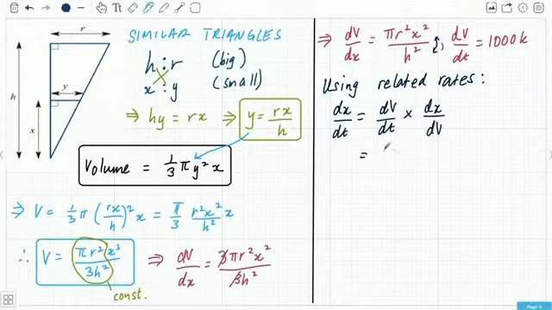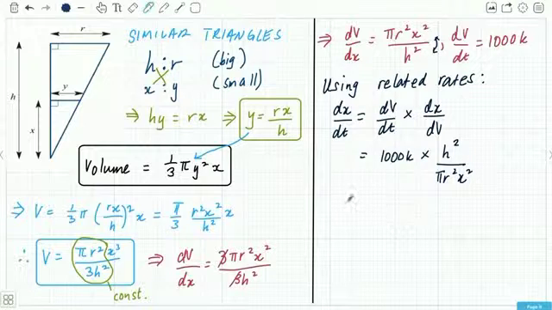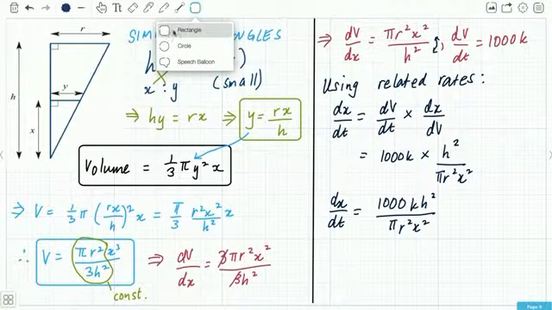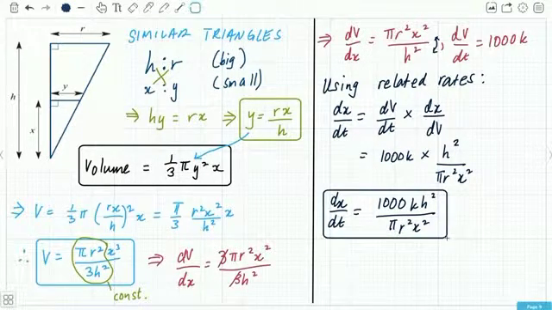So we have dV/dt is 1000k times dx/dV, which is dV/dx flipped over. So that means that we now have dx/dt equals 1000kh squared over pi r squared x squared. And I'll do a big box around that, because that is our differential equation.